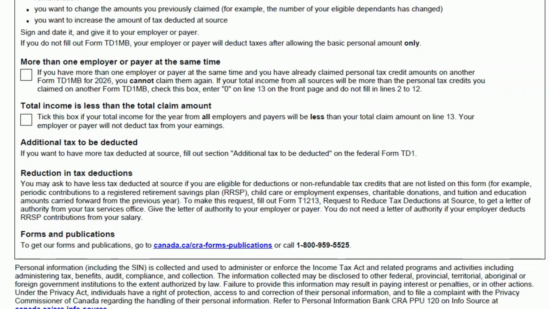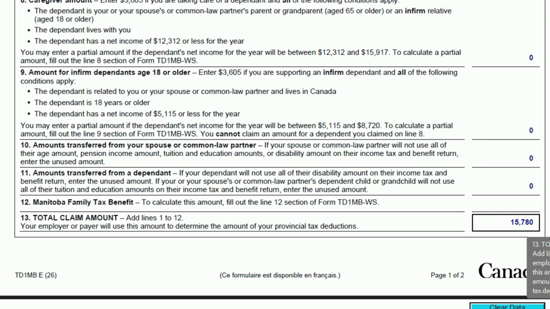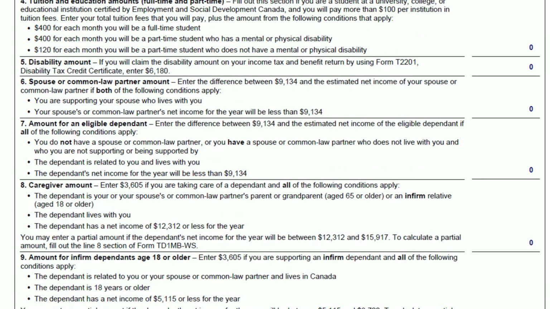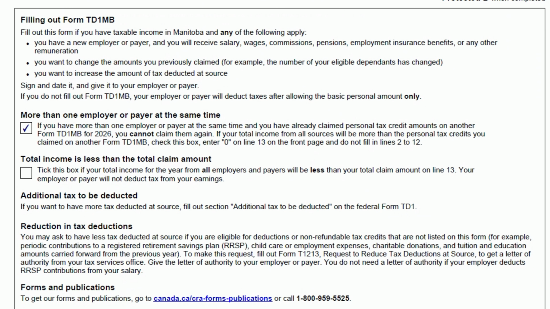If you have more than one employer or payer at the same time, in that case you will have to check this box, and remember you might have already given this form to the previous employer. So in that case, if you have already claimed the credit, you will enter 0 here because you have already claimed, and all of these will remain as 0. If that is not the case, just keep it unchecked. And if total income is less than the total claim amount, again you will tick this box.